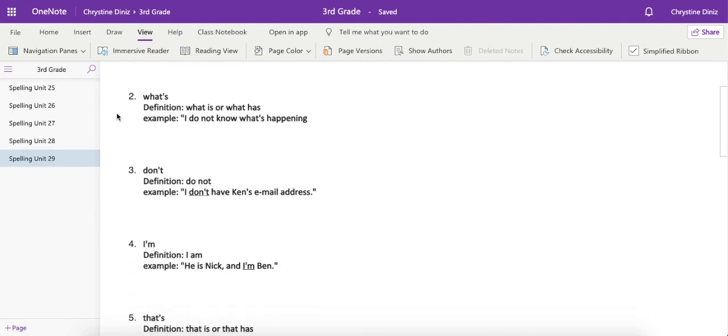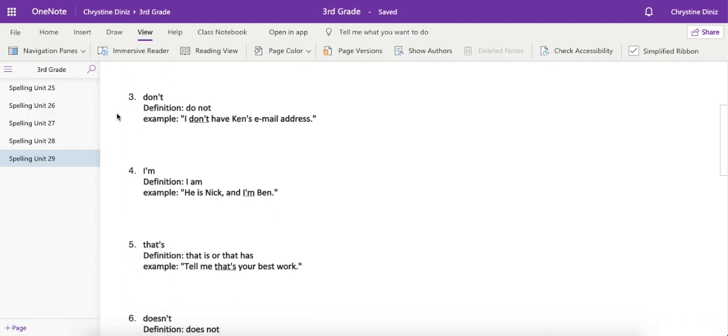Number two, what's. W-H-A-T apostrophe S. What's means what is or what has. And the example sentence is, I do not know what's happening. Number three, don't. D-O-N apostrophe T. The definition is do not. So another way to say don't is do not. The example sentence is, I don't have Ken's email address.